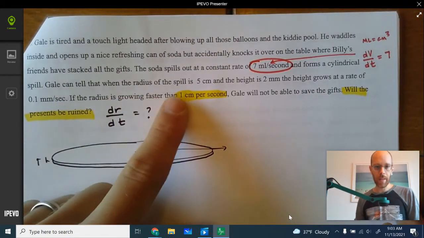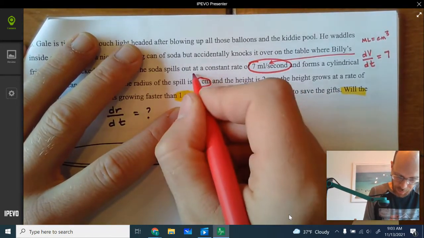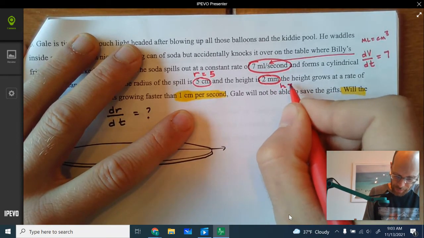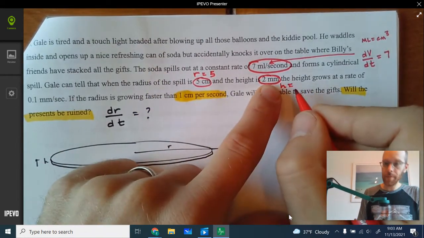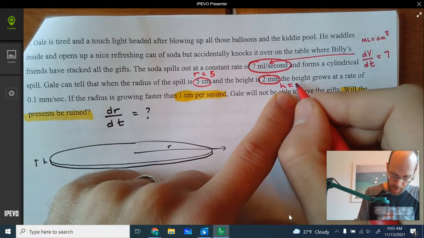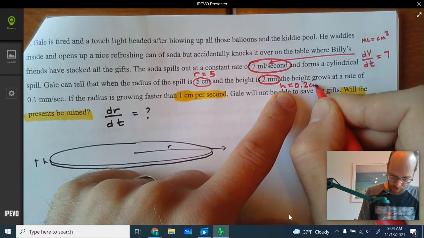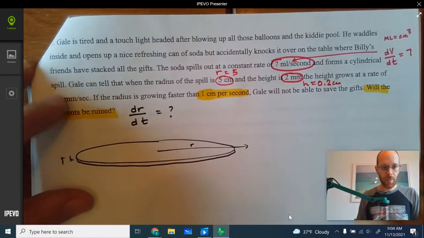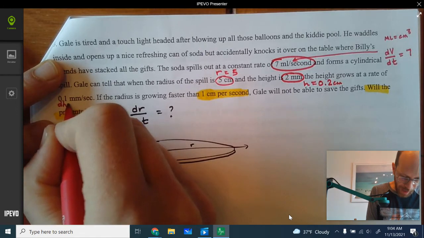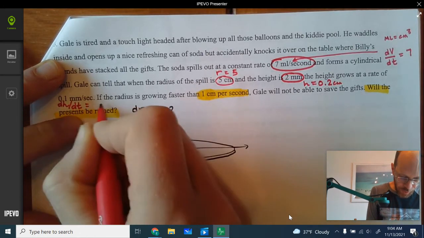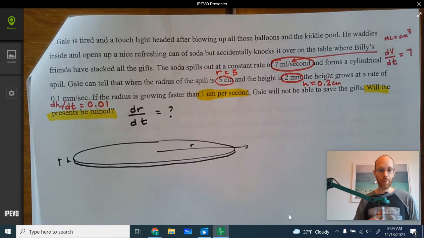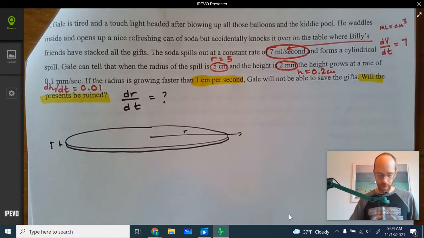Gale can tell that when the radius of the spill is 5 centimeters, so r is 5, and the height is 2 millimeters. We have to have the same unit, so I can't plug in a 2 here. I'm going to have to convert this to centimeters, which would make it 0.2 centimeters. And the height grows at a rate of 0.1 millimeters per second, which would be like saying that the rate at which the height changes is, move the decimal point over one place, 0.01 centimeters per second. Okay. So there's the numbers we're going to use.